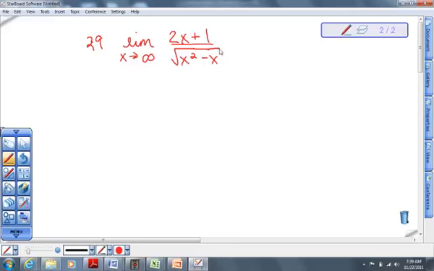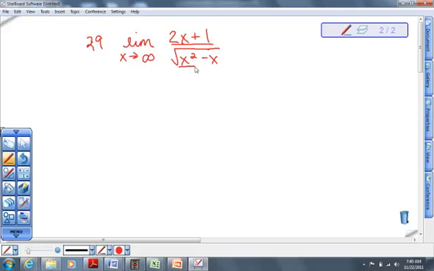I have another example I would like to do, with number 29. It's not a whole lot different than the previous example that we just did, but what I would like you to see is there's a small difference when we have this radical in it. So I see right here this x squared underneath the radical is the highest power that I have.